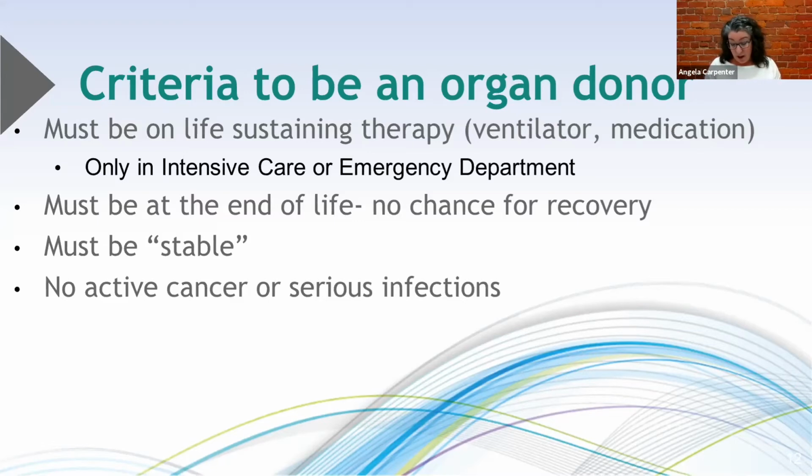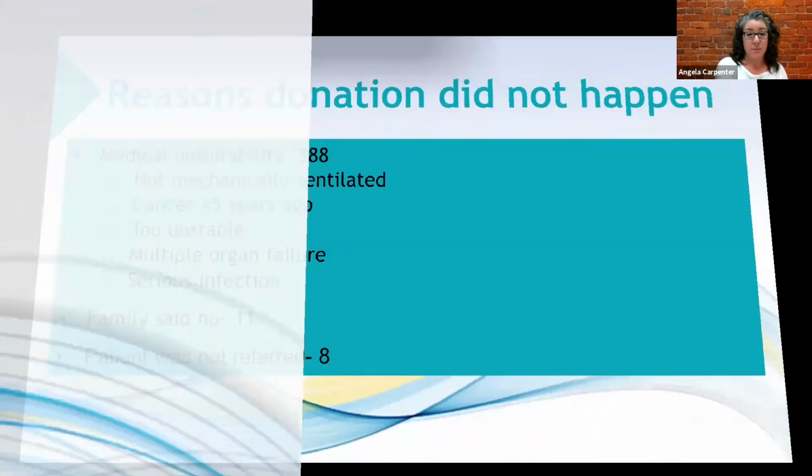So every year I do a chart audit to see why people on PEI did not become organ donors. I have data for the last 3.5 years, actually halfway through 2019. I haven't done 2020 yet. So they need life-sustaining therapy. I look at everyone who died in intensive care or the emergency department. They're at the end of their life because they did die. And then I look for these medical reasons for why they couldn't become a donor.